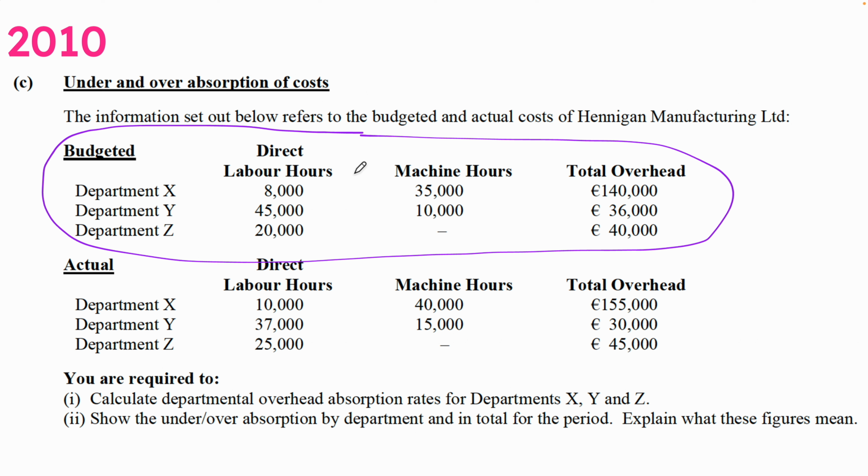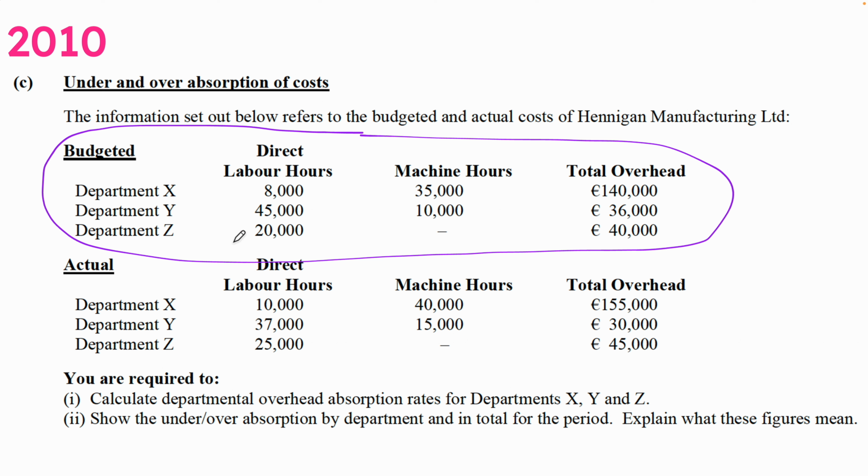Okay, so they have their Excel spreadsheets, they're recording costs for don't know how long, getting prices, etc., putting it all together, and this is what they think the departments can be run at. Okay, so they think Department X, there's 8,000 labour hours, there would be 35,000 machine hours, and that the total cost of running that, so the total overhead's 140,000. Then they think Department Y, 45,000 labour hours, 10,000 machine hours, 36,000 total overhead.